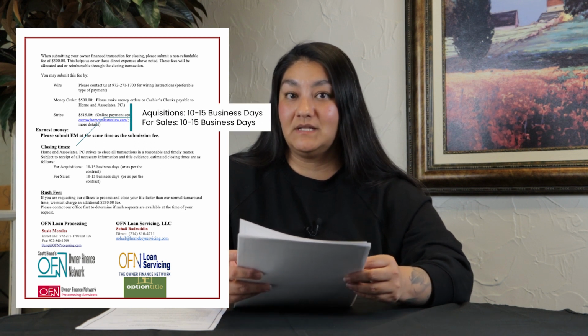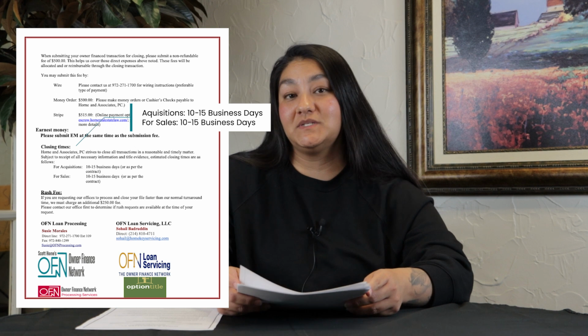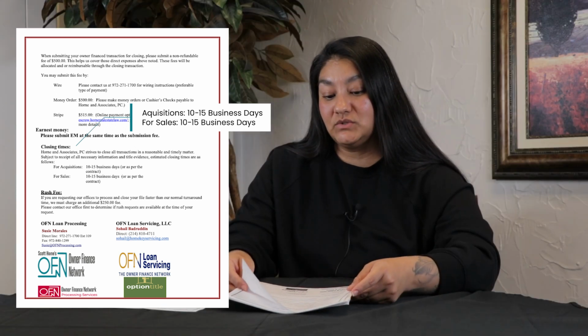Right below the earnest money and the submission fee on the second page of the process and procedure form, you'll notice that we have our closing times listed there. We can close a loan 10 to 15 days from the day that we receive a full complete file. I really want to stress that it's from when we receive a full complete file.